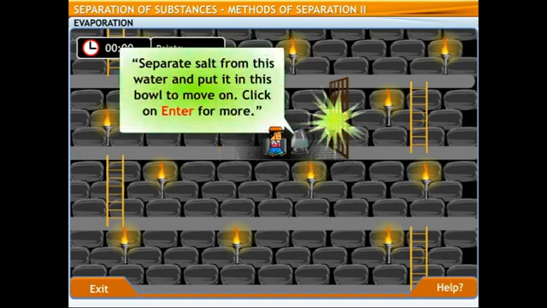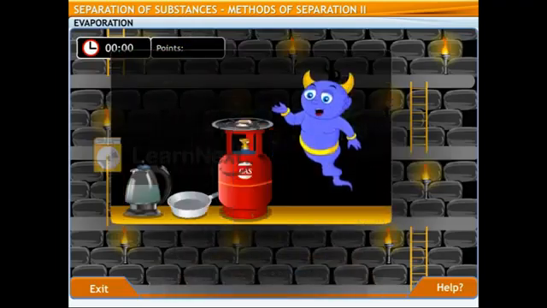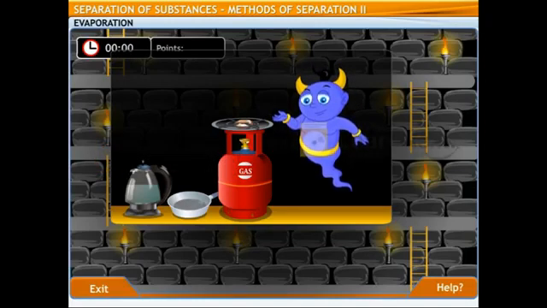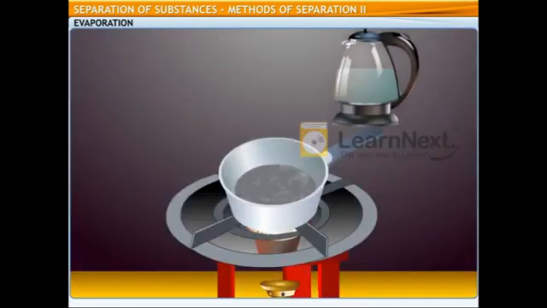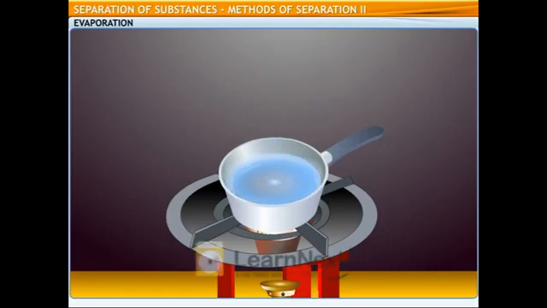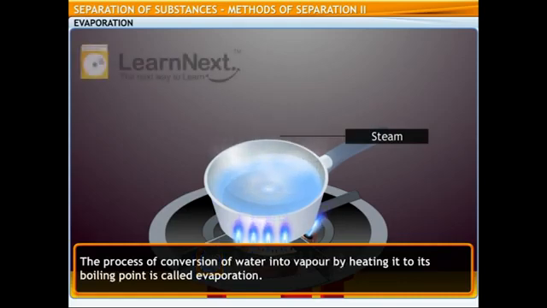Separate salt from this water and put it in this bowl to move on. Click on Enter for more. So, you have some salty water, but what you need is just the salt. That's easy. You can simply use the process of evaporation. We need to boil this water so that its temperature rises and it converts into steam. See the steam coming out of the saucepan? This is the water that has changed into steam. This process is called evaporation.